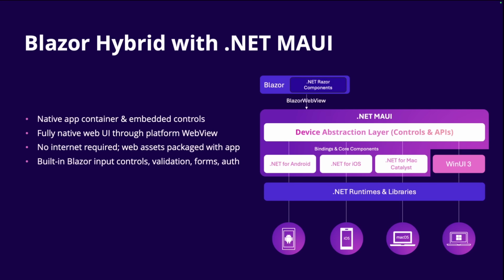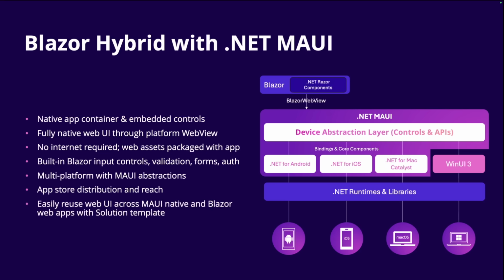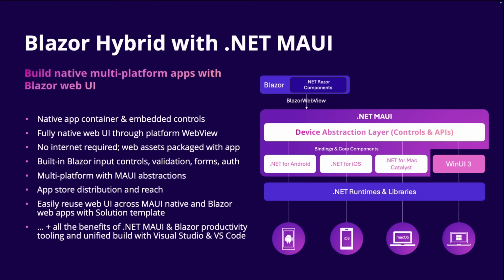You have support for full built-in Blazor controls and from the community as well. You can use all of the MAUI abstractions that I talked about. You can distribute directly to your app store. And of course, you can reuse your web UI across .NET MAUI applications and your Blazor web applications as well. So all this is awesome because it enables you to create these unified applications across mobile, desktop, and web, all leveraging Blazor Hybrid and .NET MAUI together.